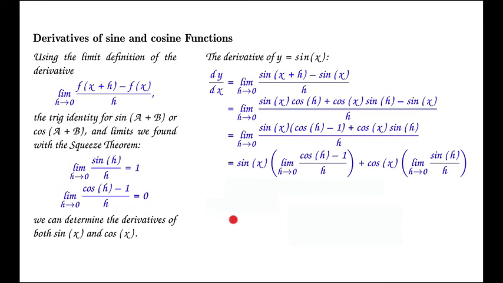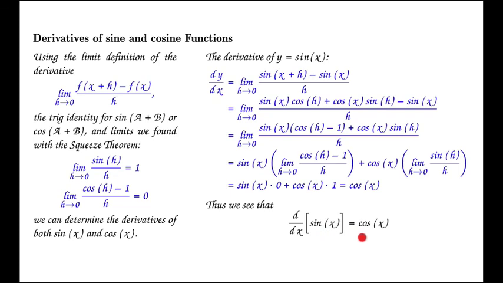So we can simply replace them with their appropriate values. So this first limit involving cosine becomes a 0, and then I add cosine of x times this limit that involves the sine, which is equal to 1, and this reduces to cosine of x. So we see that the derivative of sine of x is exactly equal to the cosine of x.